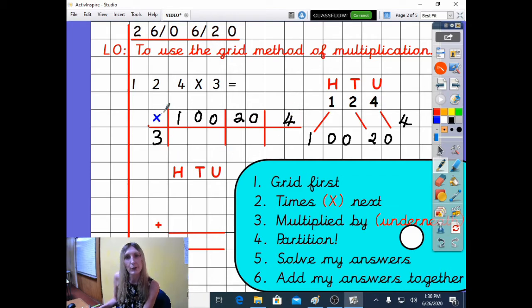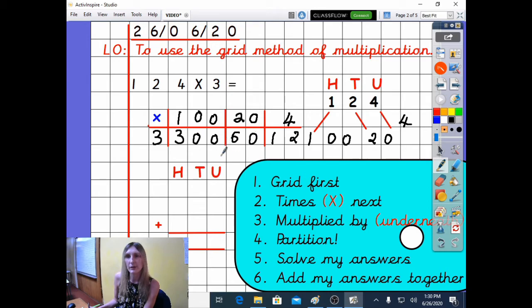And then I do 3 times 100. 3 times 100 is 300. 3 times 20, we know 3 times 2 is 6, so we can do 3 times 20. If it's 10 times as big, 3 times 20 is 60. And 3 times 4 is 12.